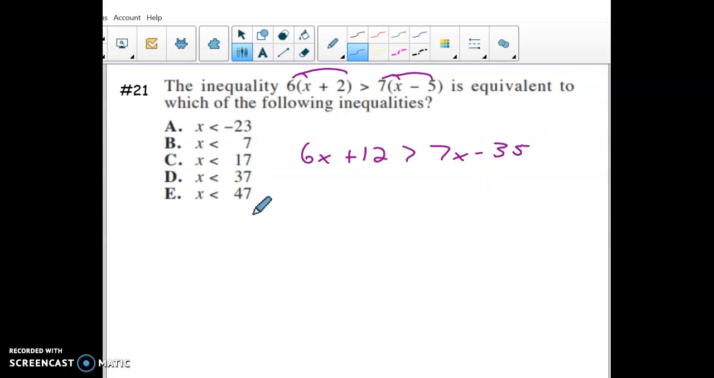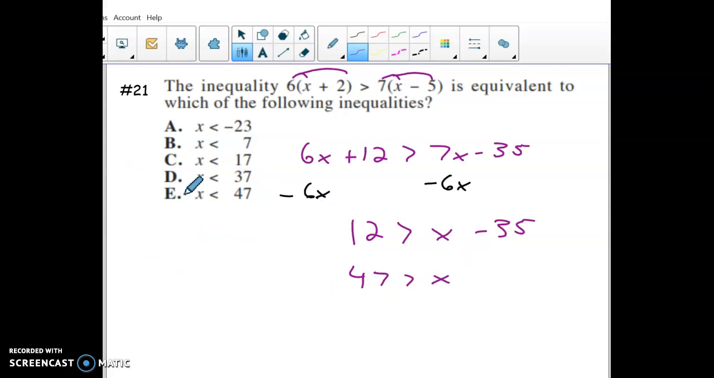And then I just want to solve that for x. If you have x's on both sides of an inequality or an equation, you're going to minus however many x's, or get rid of them, from one side. So you can either minus 6x or minus 7x, but minusing 6x will keep us in the positive, right? So I'm going to minus 6x, making just 12 on this side. And then we have a single x left here, minus 35. And now I can just add 35 to both sides to get x alone.